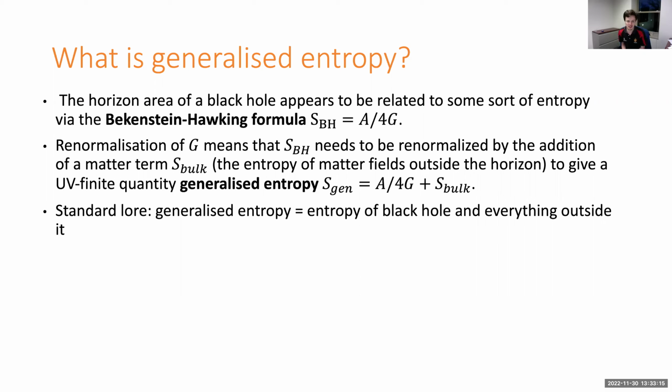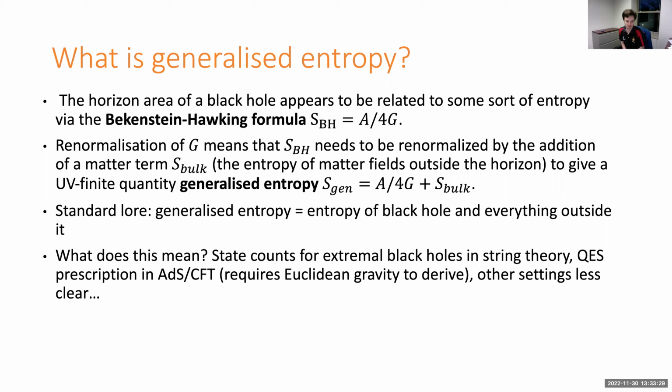There's a standard law that says that this generalized entropy is in some way counting the entropy of both the black hole itself, that's the A over 4G part, plus everything outside it, that's the S bulk part. But what we actually mean by that is sometimes less clear. For extremal black holes in string theory, this A over 4G formula can be derived by a very explicit counting of individual microstates, by flowing to weak coupling, where they're not actually a black hole anymore, but you argue that the count is the same because of supersymmetry, and then it really is just counting something.